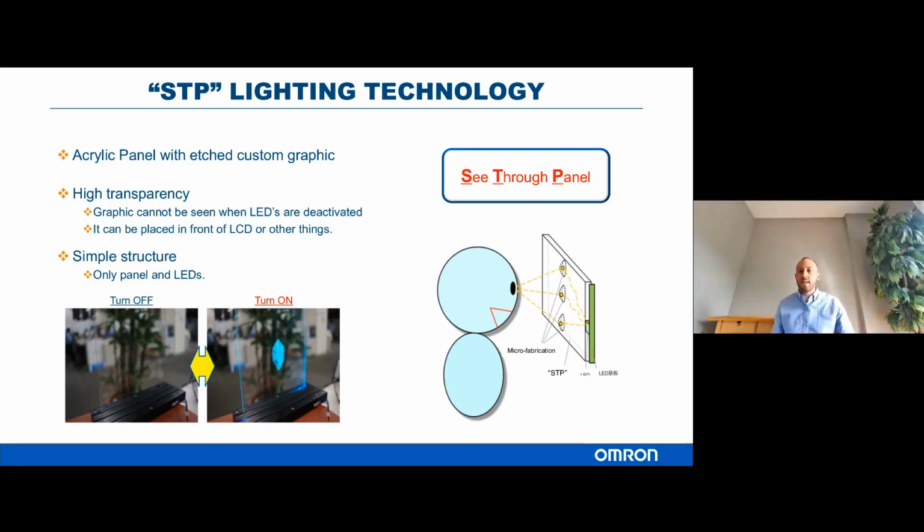In this case, when the LEDs are activated and turned on, you can see the diamond that is shown in the middle, giving it a 3D floating look. So this is our STP lighting technology. It is the ability to etch any custom graphic in the panel and have it shown once LEDs are activated. And finally, it's a very simple structure. Omron would provide the panel, and then you would have the LEDs to interact with the panel. Really all it takes to get this custom logo is a panel and then the LEDs.